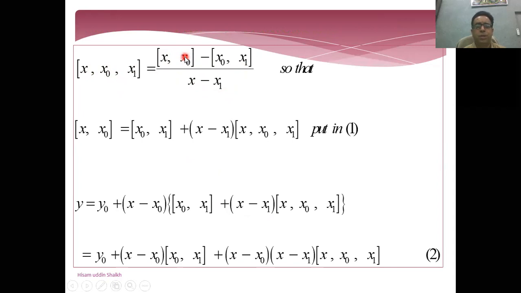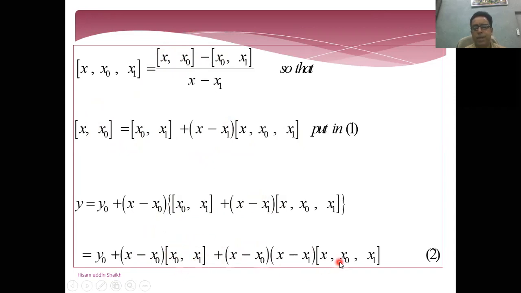So in equation number 1 in the previous slide, we need this difference. We need the first difference of x0. So with this value [x0, x1] and the denominator crossed to the left-hand side, we can easily calculate the first difference value. This whole first difference value can be put in equation number 1. After multiplying this bracket into each term, equation number 2 becomes as shown. Here the first difference is given.